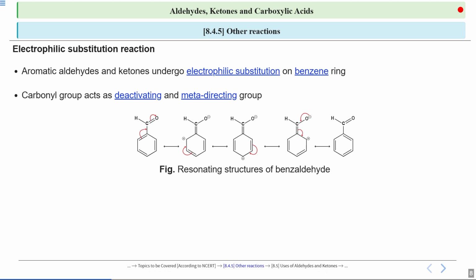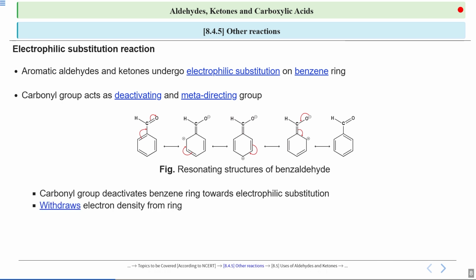Now this CHO group, being an electron withdrawing group, withdraws the electron density and makes the ring less reactive towards electrophiles. So if any electrophile comes, it will attack at the meta position and not on the ortho and para positions. These resonating structures of benzaldehyde give you an idea about this. The carbonyl group deactivates the benzene ring towards electrophilic substitution. It reduces the ring's ability to react with electrophiles, making it less likely to participate in these reactions.